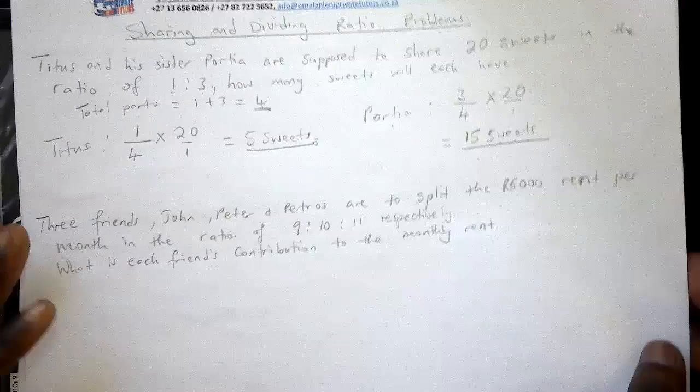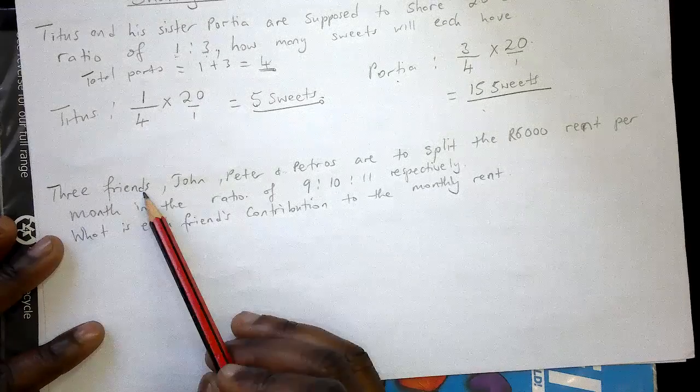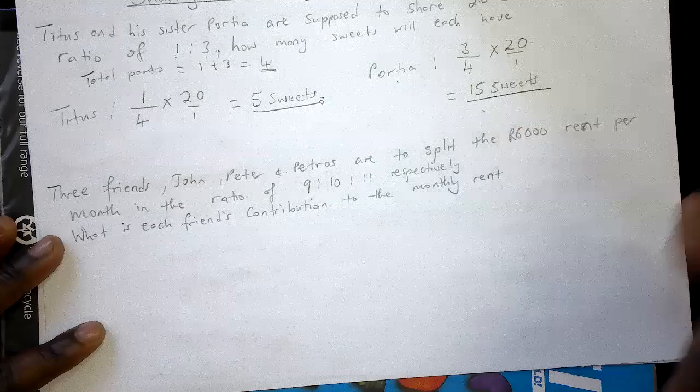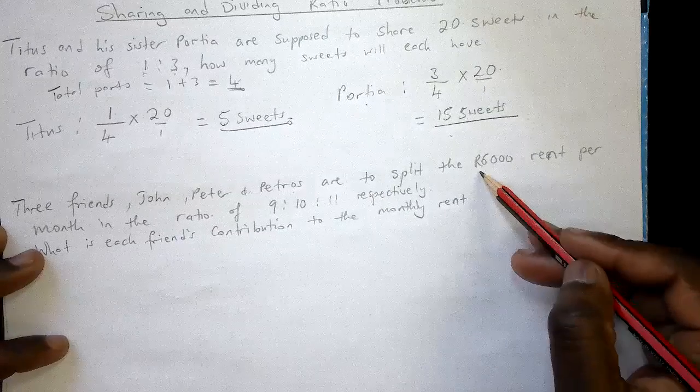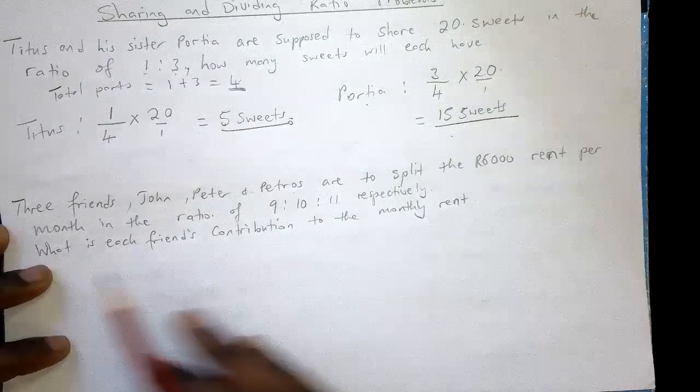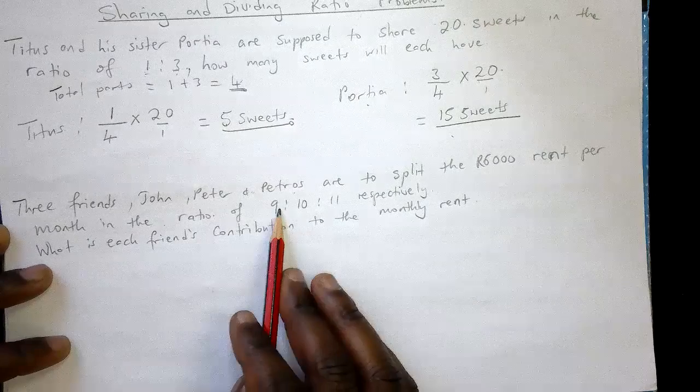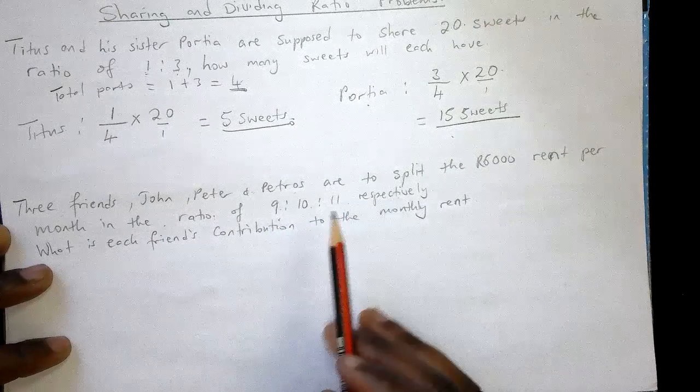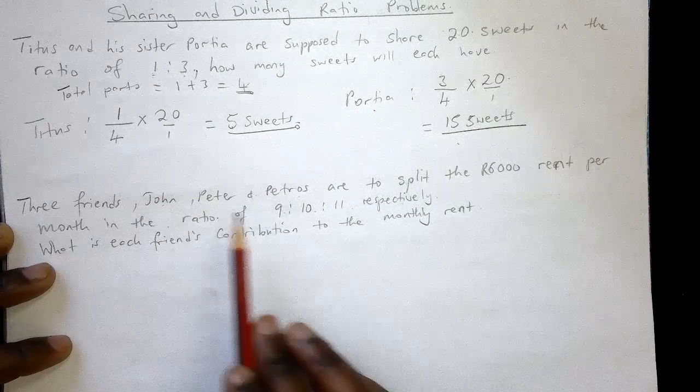Now let's move on to the next question here. 3 friends, John, Peter, and Petros, are to split 6,000 rand rent per month in the ratio of 9:10:11 respectively. Meaning to say, when you say respectively, John will get 10.